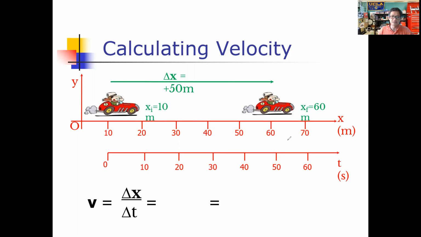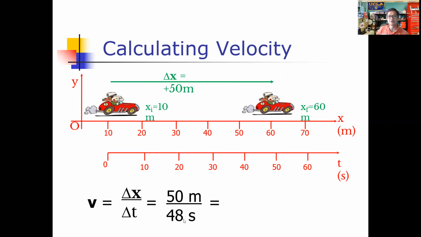Okay, so if we take a look at this, let me scroll this down for you. If he moved a total displacement of 50 meters, and he did that in roughly a 50-second time interval, his speed is going to be roughly 1.04 meters per second. That's the speed, no indication of direction. However, if we want to indicate that this is a velocity, then the race car driver has moved in the positive direction, and his velocity is then also in the positive direction.